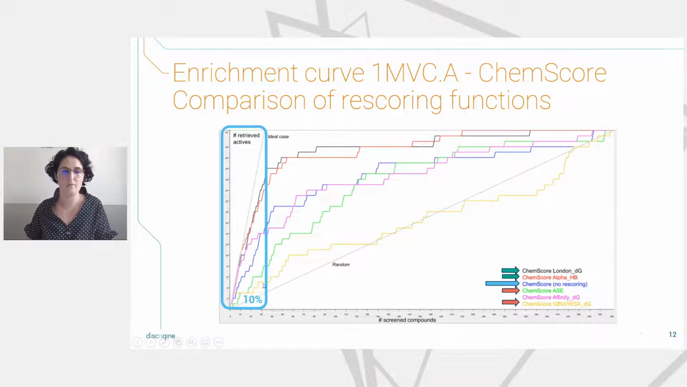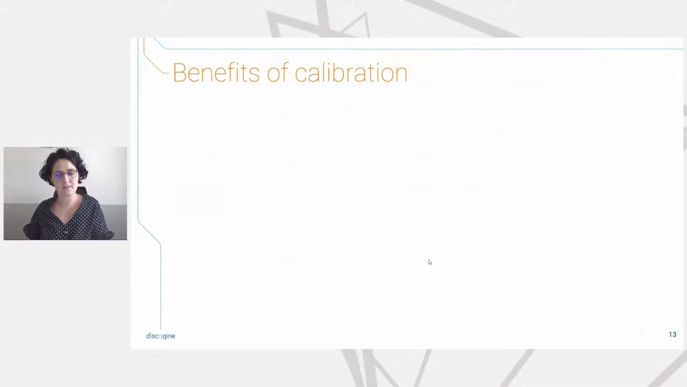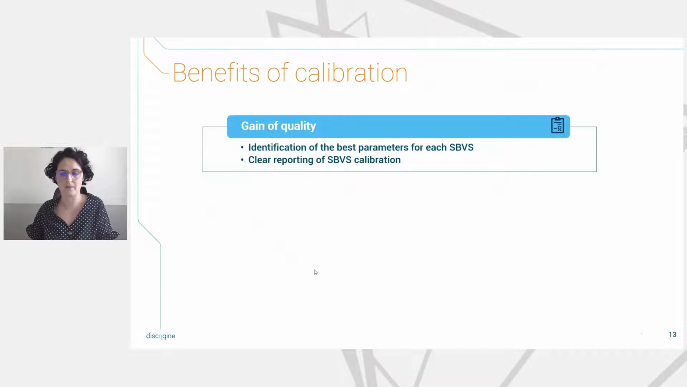So you should carefully use the rescoring during your SBVS campaign. To finish, I want you to keep in mind that the calibration step is really key. As you have seen, your result will be highly dependent on the PDB structure you select, the docking algorithm, and also the rescoring function. By doing this setup, you will gain in quality, because you will identify the best parameters to use for your SBVS, and you will be able to clearly report what you did.